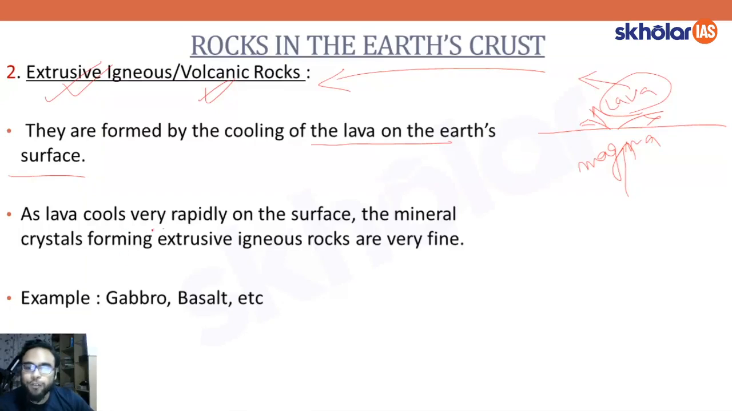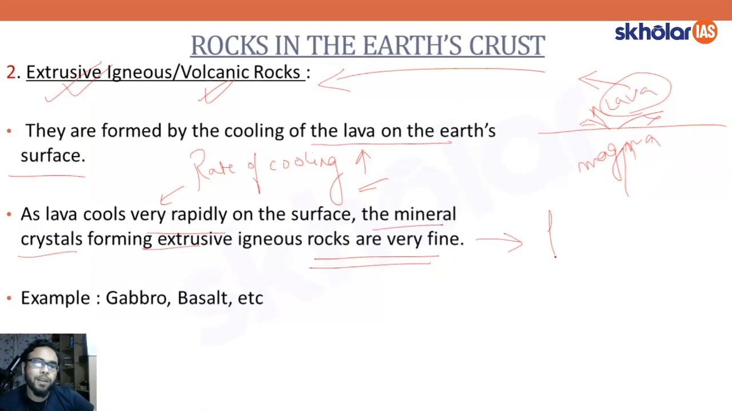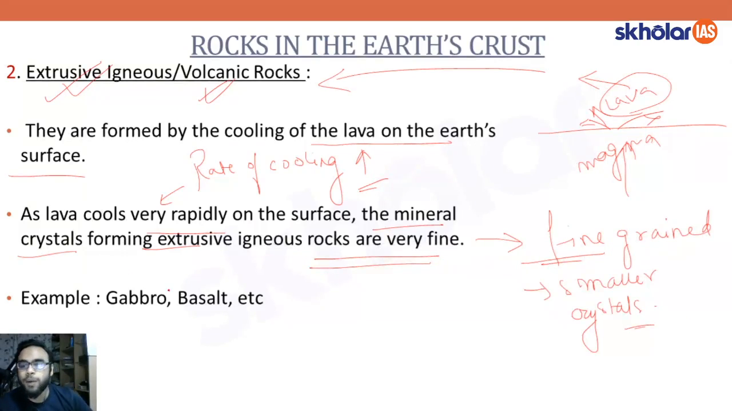The lava cools very rapidly, because in this case cooling is taking place on the earth's surface and not in the interiors. So the rate of cooling is very fast, much faster compared to plutonic rocks. As the rate of cooling is very fast, the mineral crystals forming will be very fine. Unlike the plutonic rocks which were coarse grained, in this case we get rocks which are fine grained or have smaller crystals. Understood this?